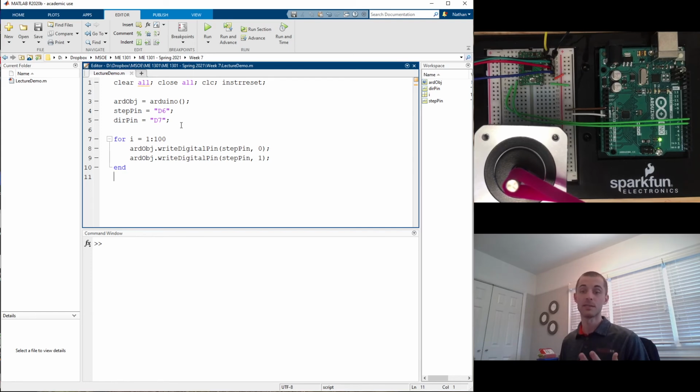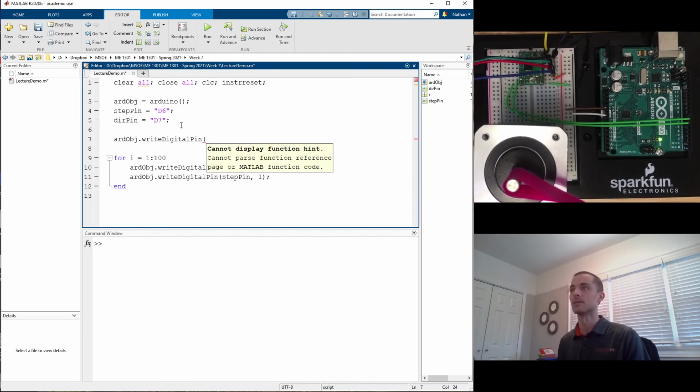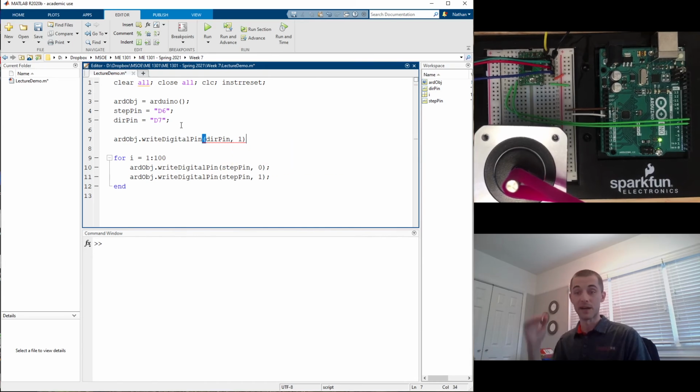Well, all the pins default to low initially. So if I wanted to change the direction to the other way, I could say, hey, Arduino object, write digital pin, and I'll tell the direction pin in this case to go to a state of 5 volts. So opposite of what it was just doing. So let's try that again, and I'll hold the motor this time.